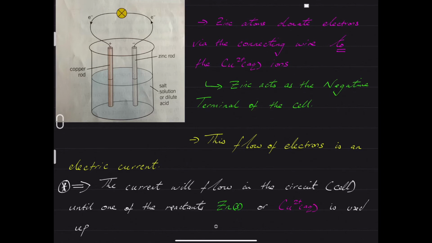Because what will happen is, if the zinc atoms are continuously losing electrons one after the other, eventually you're not going to have any more zinc atoms. So until the zinc solid is used up, or the copper 2+ aqueous ions are used up, until that happens, the current will continue to flow in this circuit, in this cell. So can you just pause the video here and jot down these following steps? It needs to follow on from the previous steps.